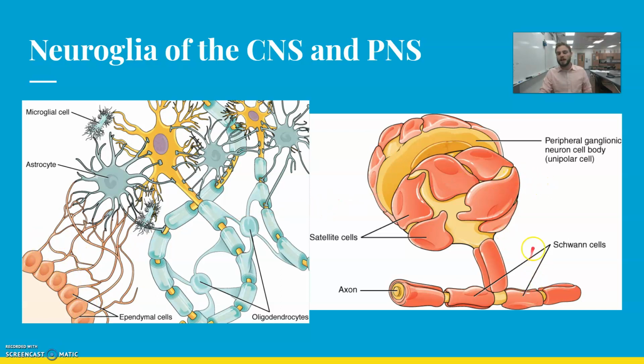Over on the peripheral side, you can see these Schwann cells coating these axons in myelin, even though it's colored red for some reason. And satellite cells here basically serving the same function as astrocytes, taking care of the extracellular matrix and making sure that the correct concentration gradients are available for it.